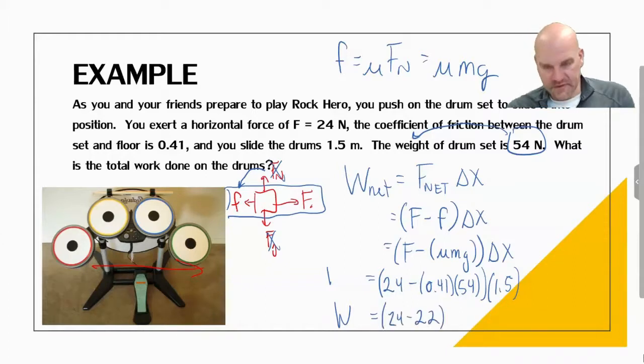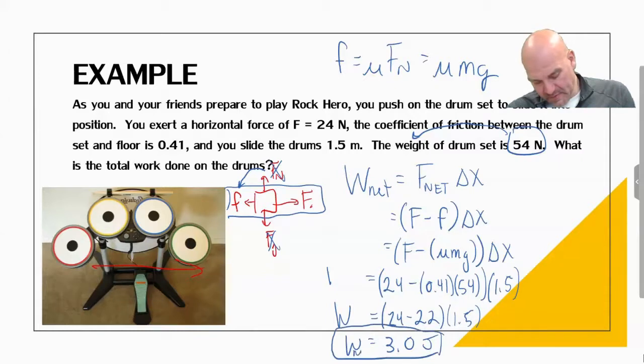And what you find is that the friction is 22, or roughly 22. It's a little bit greater than 22. And so the work done is going to be 3 joules. So the net work on this drum set is going to be 3 joules. Okay, so in the next video, we're going to talk about kinetic energy, and then we're going to start talking about how this all fits together in something called the work energy theorem.